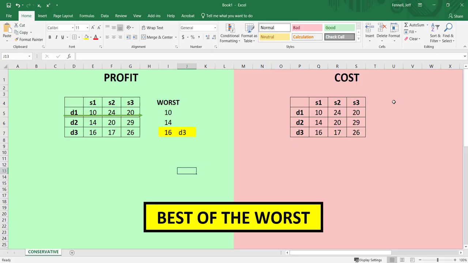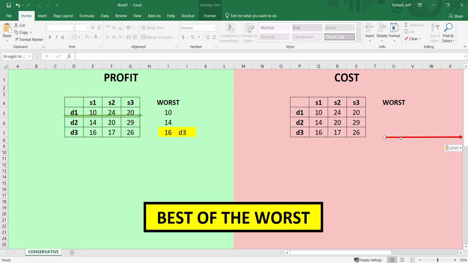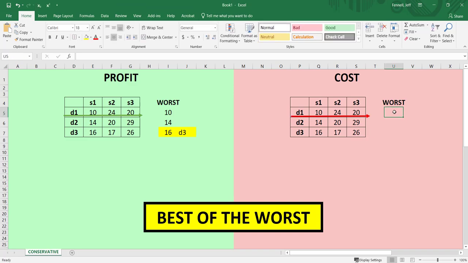So same thing if we were doing it for cost, but obviously the worst case scenario in cost is much different than the worst case scenario for profit. But again, we're looking at each decision alternative. For each decision alternative, what's the worst thing that could possibly happen? Well, now we're looking at the highest number in each of these scenarios. Well, 24 is the worst possible cost that we could have there, 24 units of whatever those units are.